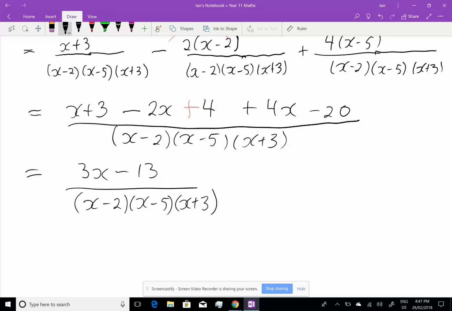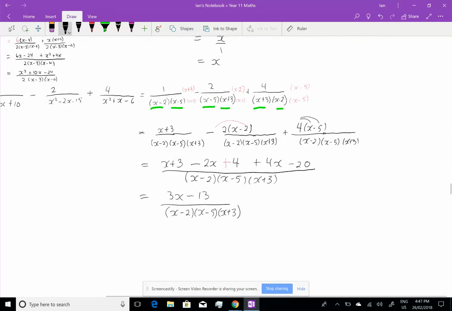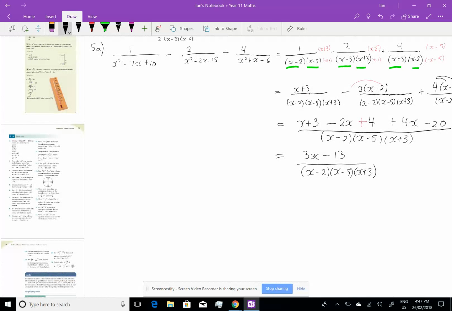And I go to the answers. Question 5, 3x minus 13 over x minus 5, x minus 2, x plus 3. Whew. Let's go to the next one. Now I said I'd do 5E. So you can have a go at the middle three.